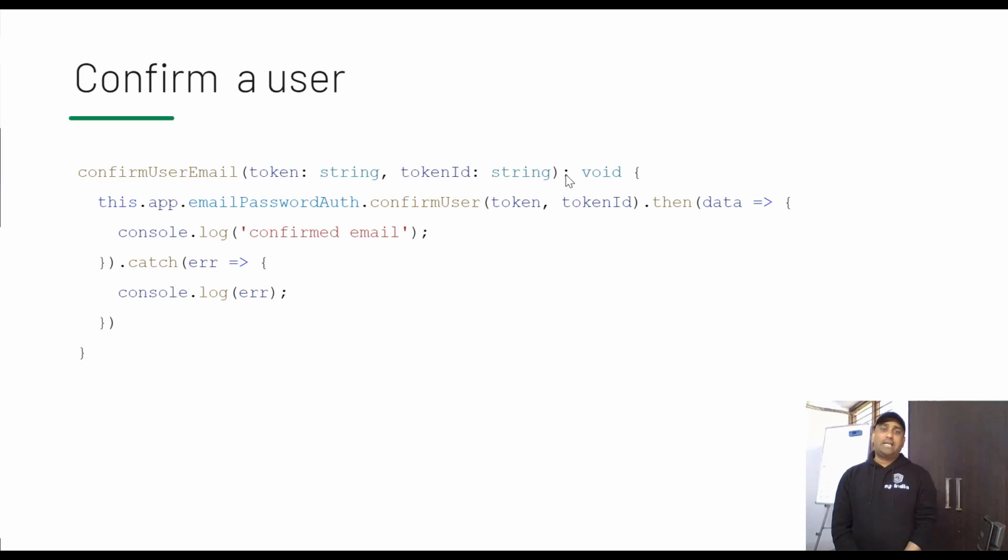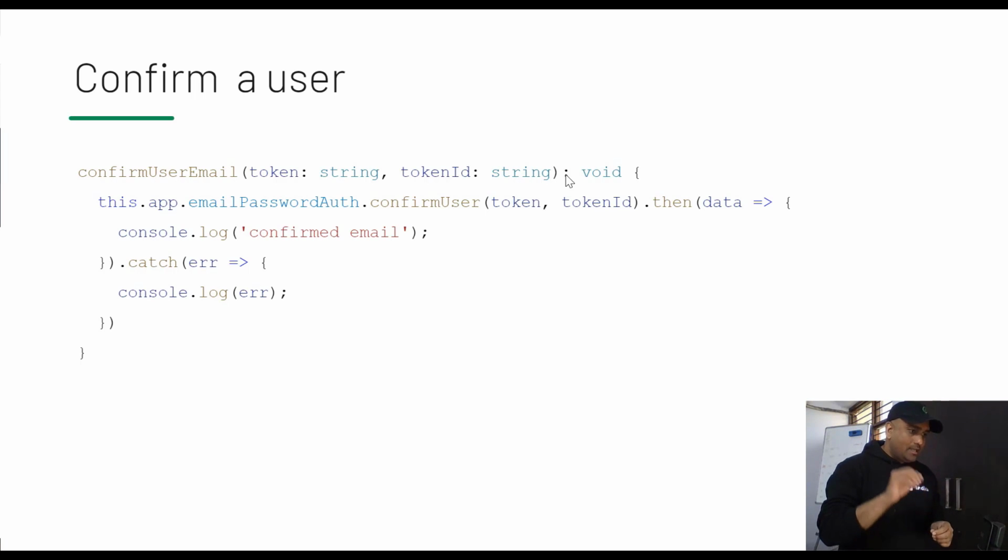Now to confirm a user, what is confirming a user? When you register a user, on your behalf Realm will send an email to that email address with a token in the email. It will send a confirmation URL in the email. Now I'll show you how we are setting that confirmation URL and everything with a token. Now when the user comes to that URL, you should have a button. The user clicks on that button, then you can call confirm user email, and then this.app.emailPasswordAuth.confirmUser. It will confirm the user for you.